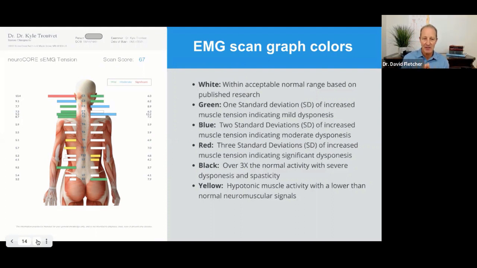And that then allows us to quantify whether it's mildly out, in other words, one standard deviation out, two standard deviations being the blue bars, one standard deviation being the green bars, slightly out of range, and three standard deviations or above in the red zone. If we have less than a normative amount of tone, we have what is known as a yellow bar, which you can see in here, a hypotonic response.